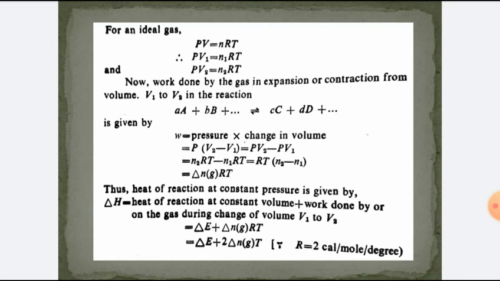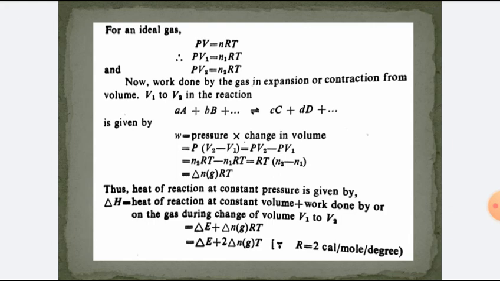Thus the heat of reaction at constant pressure, delta H, is equal to the heat of reaction at constant volume plus work done by or work done on the gas during change of volume from V1 to V2, which is finally represented as delta H equals delta E plus delta n RT. R is the gas constant, which is equal to 2 calorie per mole per degree.